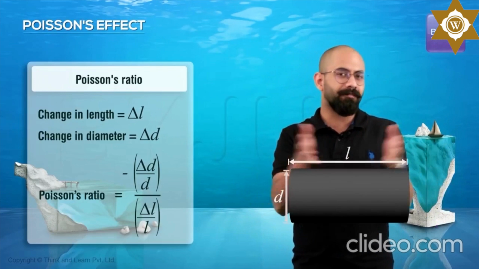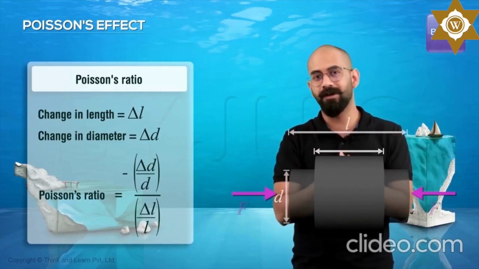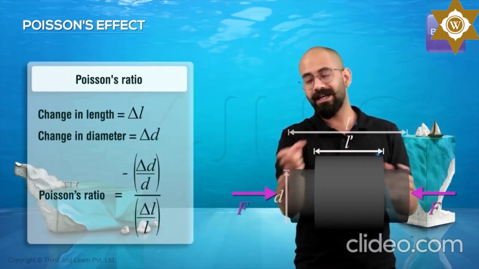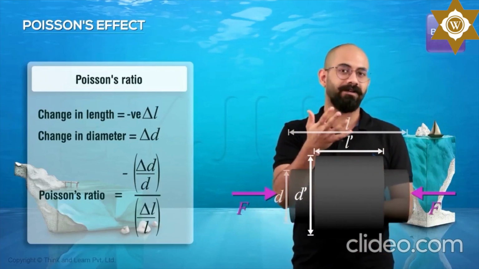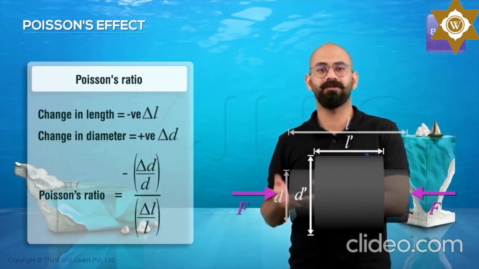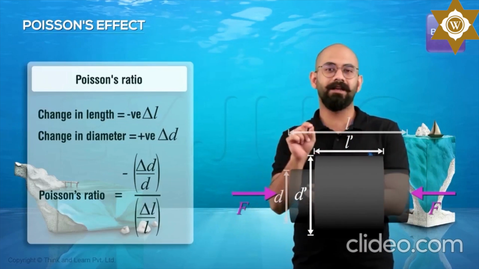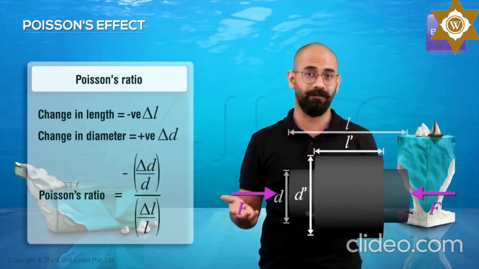This is true even when you compress it. When you push it inward, delta L reduces, so delta L will be negative, but the diameter will increase, so delta D will be positive. Again, if you add just one negative sign, the whole ratio becomes positive again.